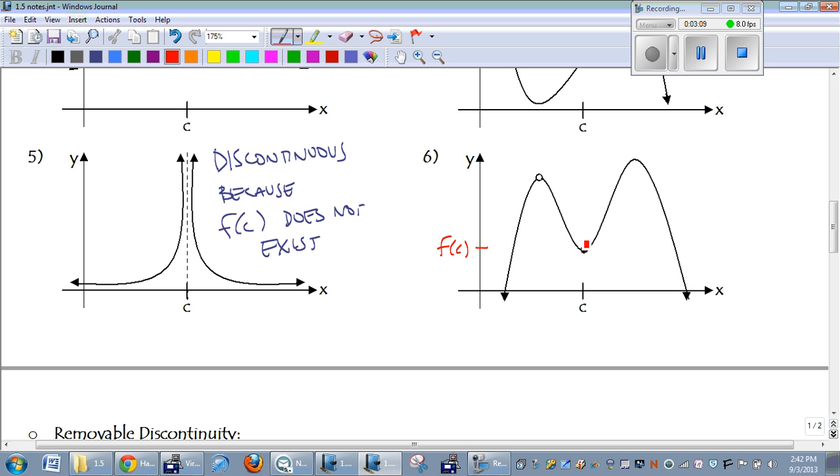Right? It said at c. If we were asked, is it continuous at, let's say this was at a, then no, it's not continuous at a because f of a is not defined. But we're looking at this specific point only. So in this case, it is continuous.